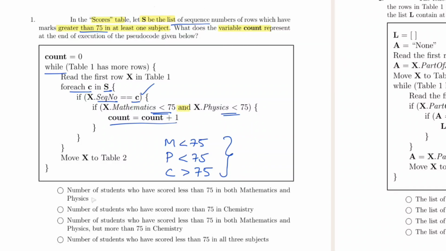So let's see the options. Number of students who have scored less than 75 in both physics and chemistry. Number of students who have scored more than 75 in chemistry. Number of students who have scored less than 75 in both mathematics and physics but more than 75 in chemistry. So C is the most appropriate answer. It has all the details as we have analyzed from the pseudocode, right? So the answer for the first question is going to be C.